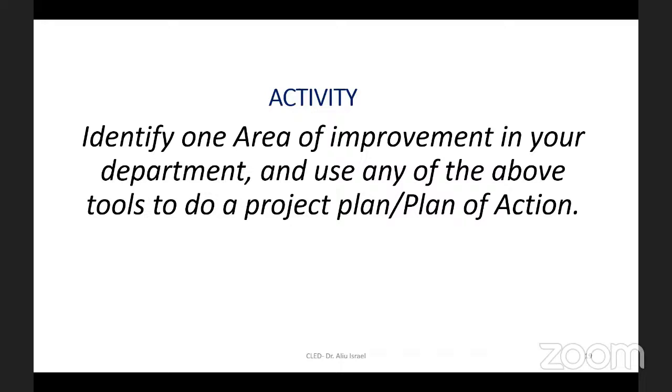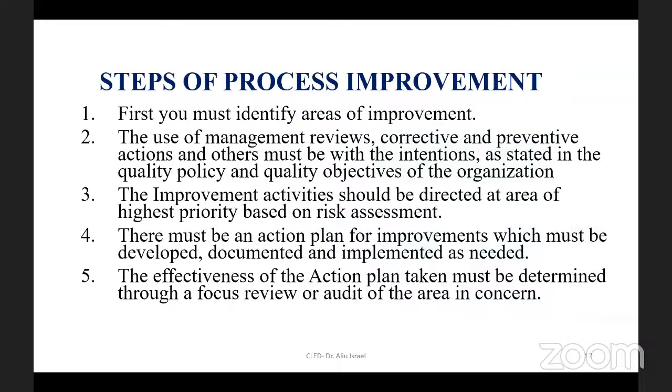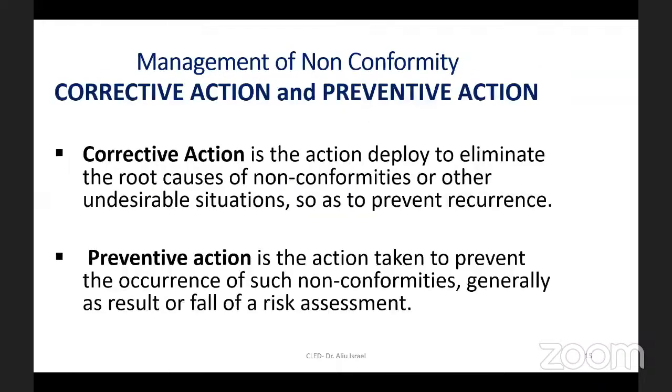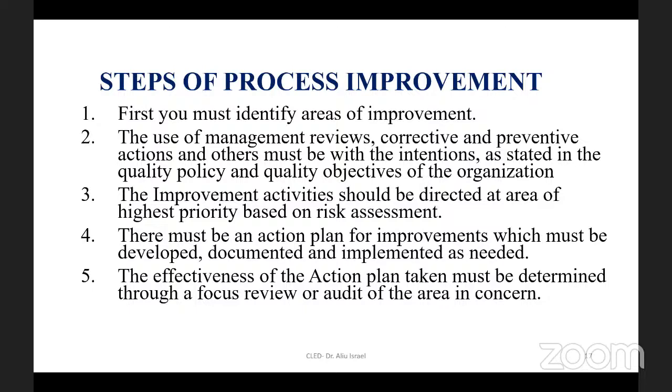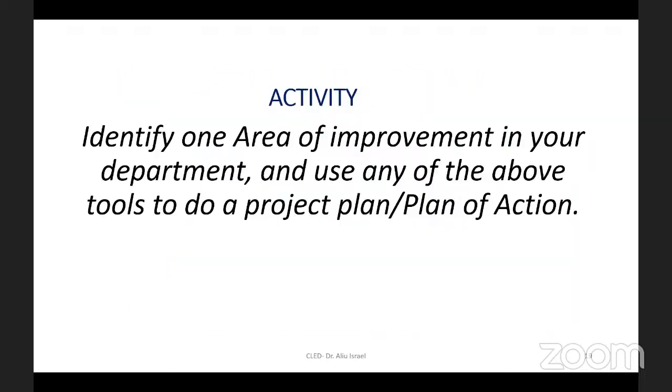Now, the activity is basically to identify an area of improvement in your department and use any of the above tools to do a project plan or a plan of action. So please, this is going to be the assignment. Identify one area of improvement in your organization, your department, and use any of these tools that we have discussed to do a process improvement strategy. So that's it.